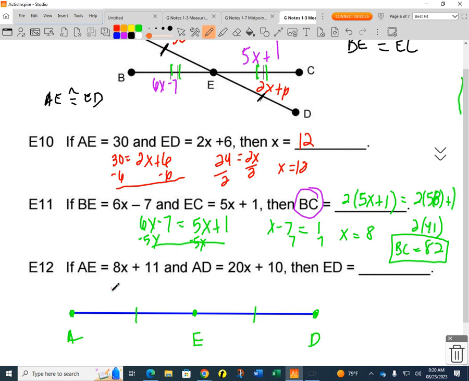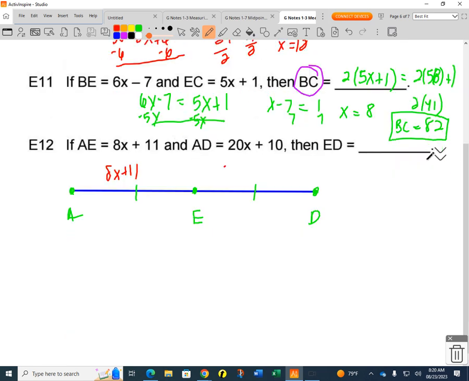So I know that AE is 8x plus 11. I know that AD, the whole thing, is 20 times x plus 10. So how can I write an equation to find out how long this segment is?